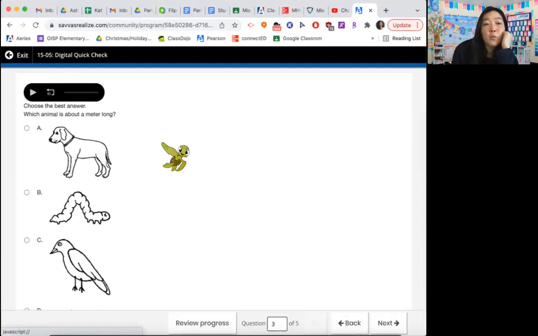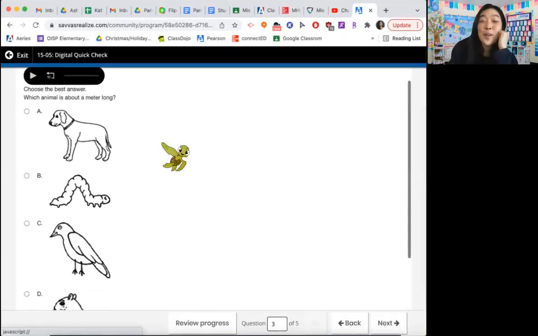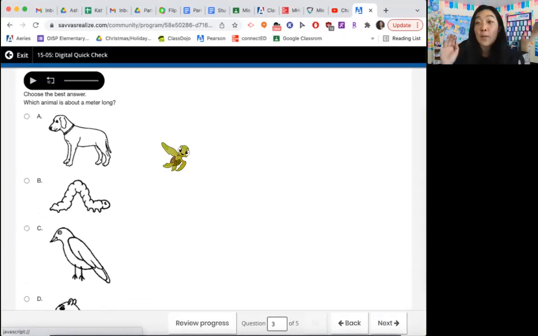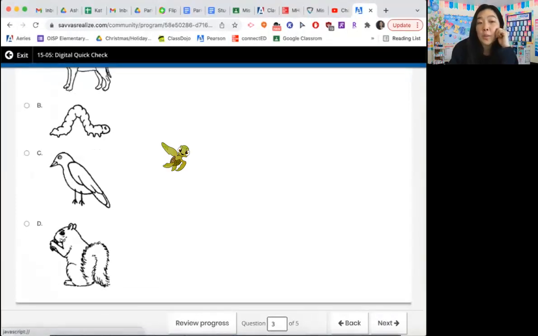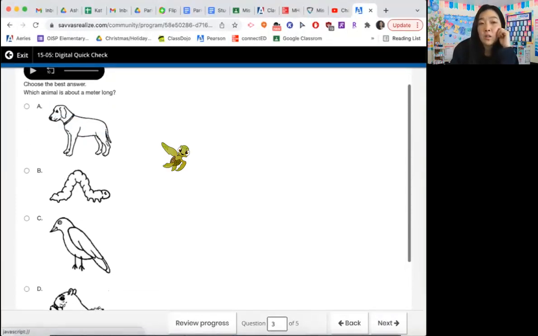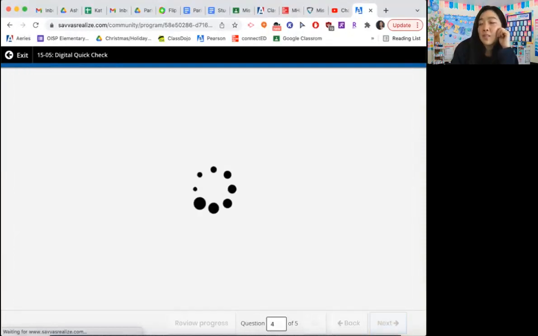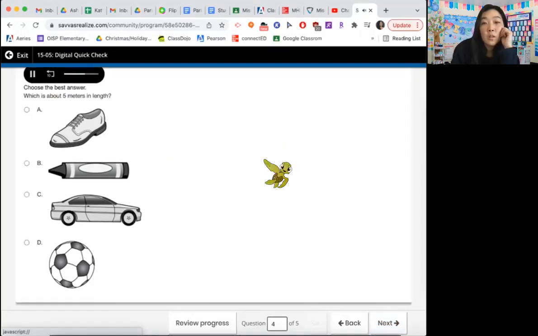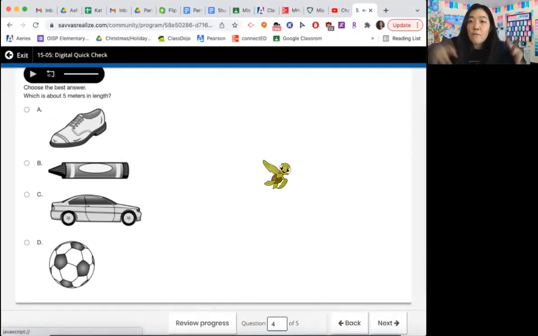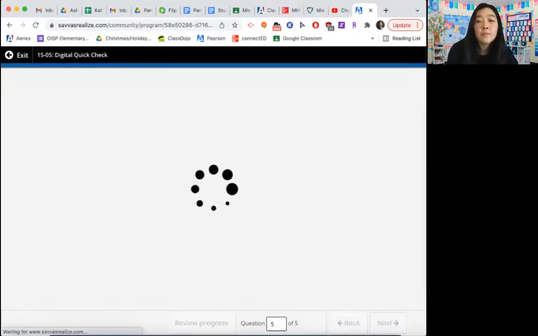Choose the best answer. Which animal is about a meter long? So a meter is about the length of a baseball bat or the width of a doorway. The doggy, a little worm, a bird, or a chipmunk? A dog. Choose the best answer. Which is about 5 meters in length? 5 meters. So think of 5 baseball bats. Car.